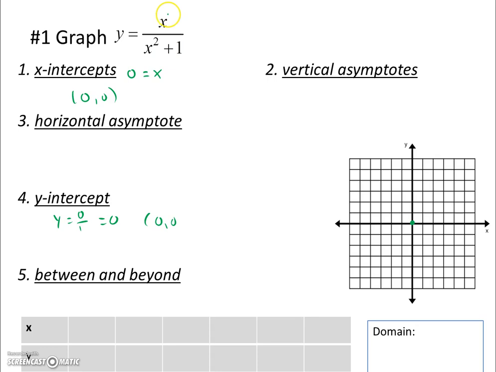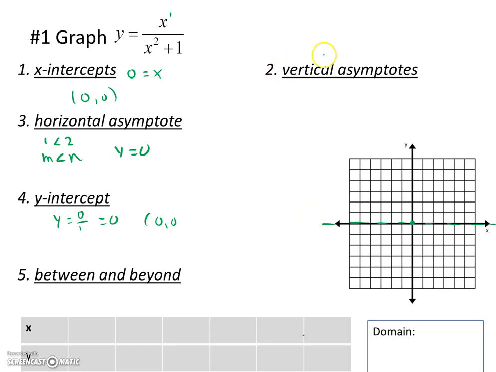To look at the horizontal asymptote, you look at the degree of the numerator, which is 1, and the degree of the denominator, which is 2. Since 1, the numerator, is less than 2, the denominator, we have the m is less than n case, and when m is less than n, you know that y equals 0 is your horizontal asymptote. So I'm going to go ahead and draw in my horizontal asymptote. Make sure you draw a dashed line for your horizontal asymptote.